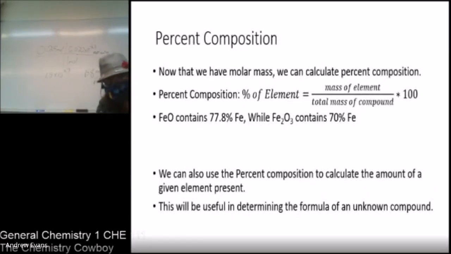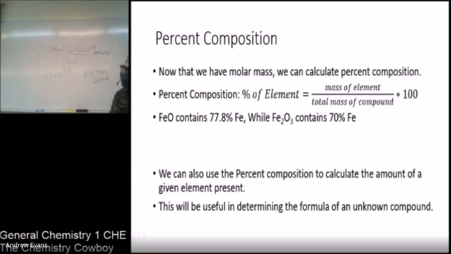Percent composition is the last real math concept we'll teach. We'll use this to find empirical formula in a minute, but percent composition was something we kind of did in lab. Everyone by this point has had lab, or during quarantine. But if you've had lab 2, we dealt with percent composition.